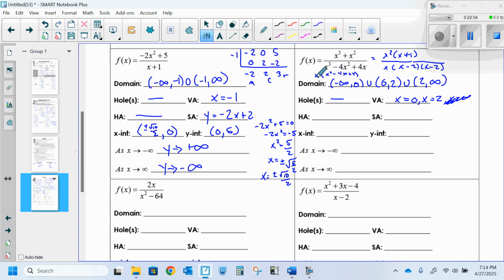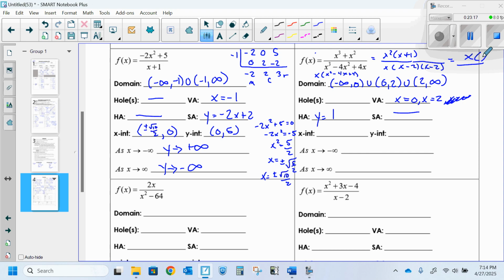Okay, horizontal asymptotes, the degrees are the same, so y equals leading coefficient over leading coefficient. X-intercepts, looks like, oh, you know what? We have a hole. I messed up big time, didn't I? Sorry. All right, let's try that again. Sorry, I forgot to cancel one of the x's. We do have a hole.